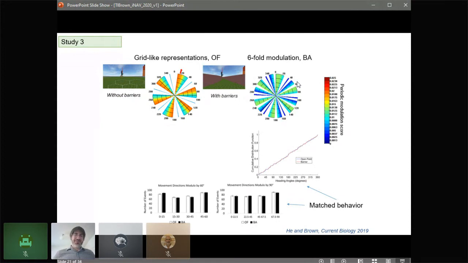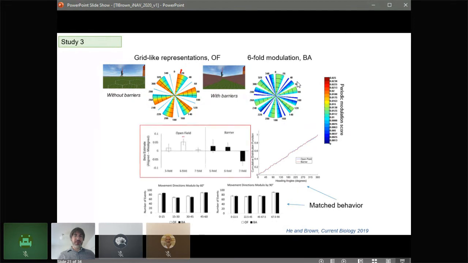So what's critical here is that when we introduce the barriers to the environment, this significantly disrupts these grid-like signals. And you can see this in the radial plot in the top right, as well as in this visualization where we look at different candidate periodicities in the data. And again, the key thing here is that the behavior is matched between these environments. They're navigating the same route through what's otherwise the same space.